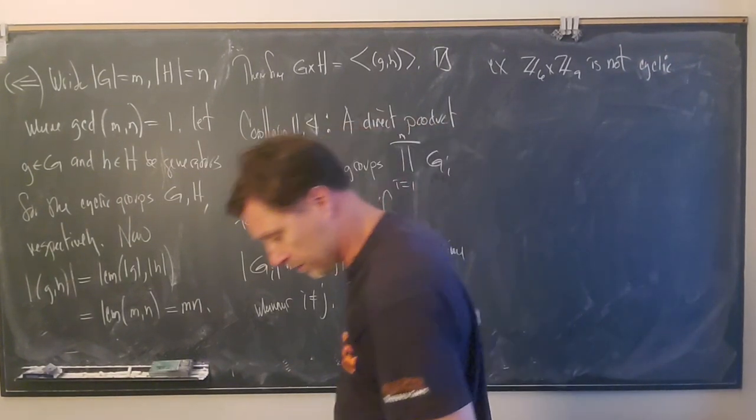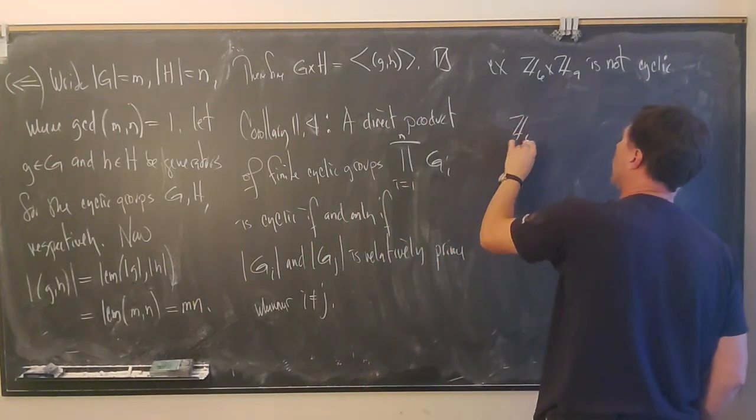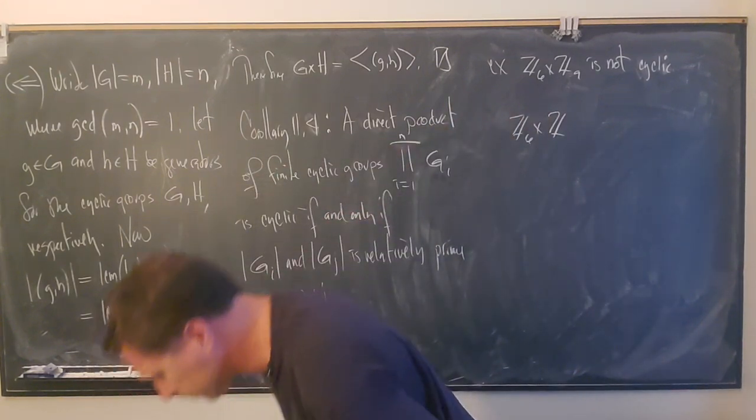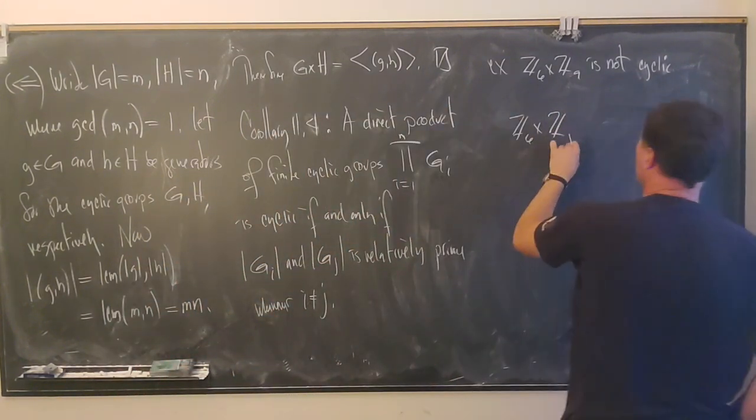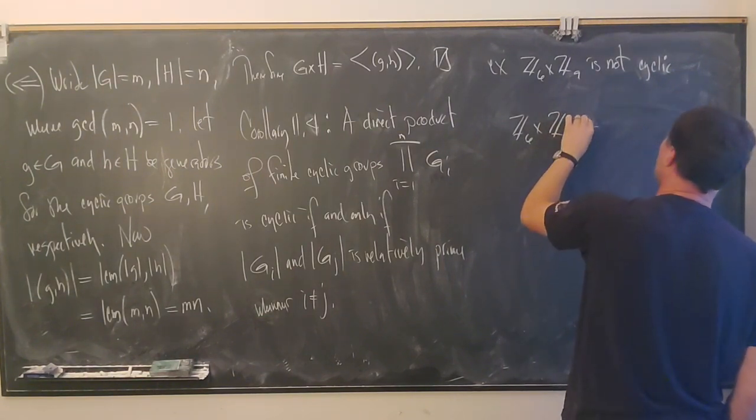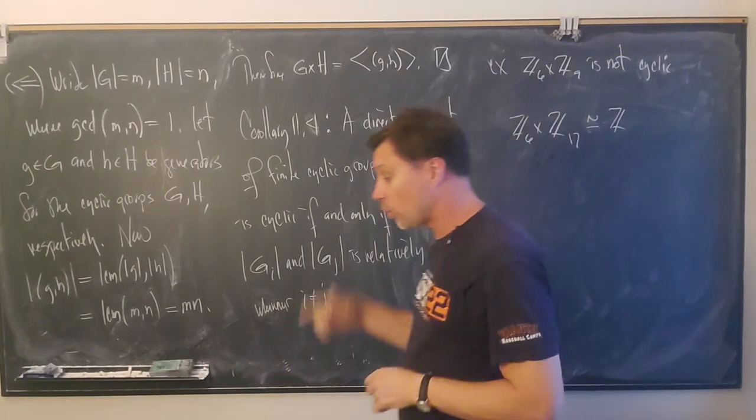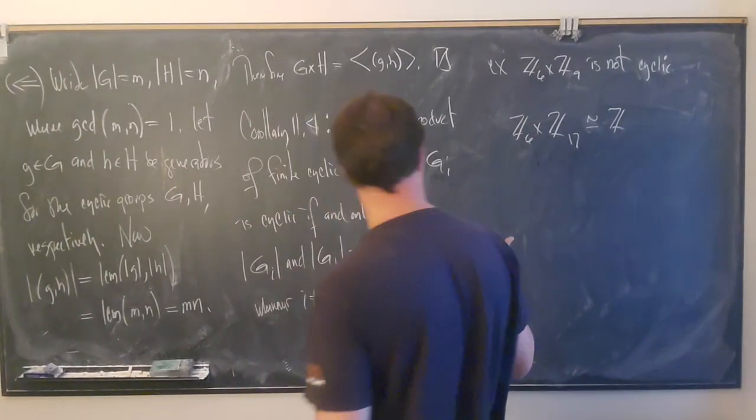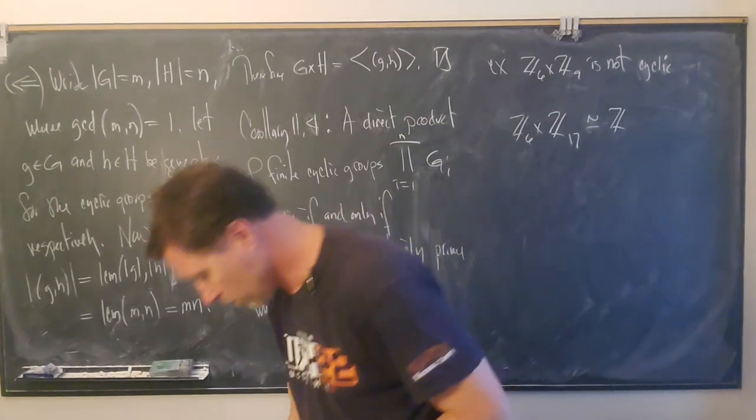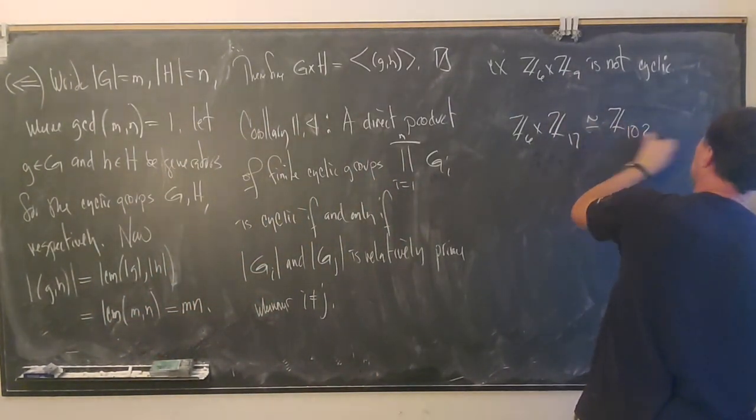On the other hand, if we look at Z6 cross Z17, that is isomorphic to, well, 6 and 17 are relatively prime, which means that it's cyclic, and so it's going to be isomorphic to the cyclic group of order 102. So it's isomorphic to Z102.